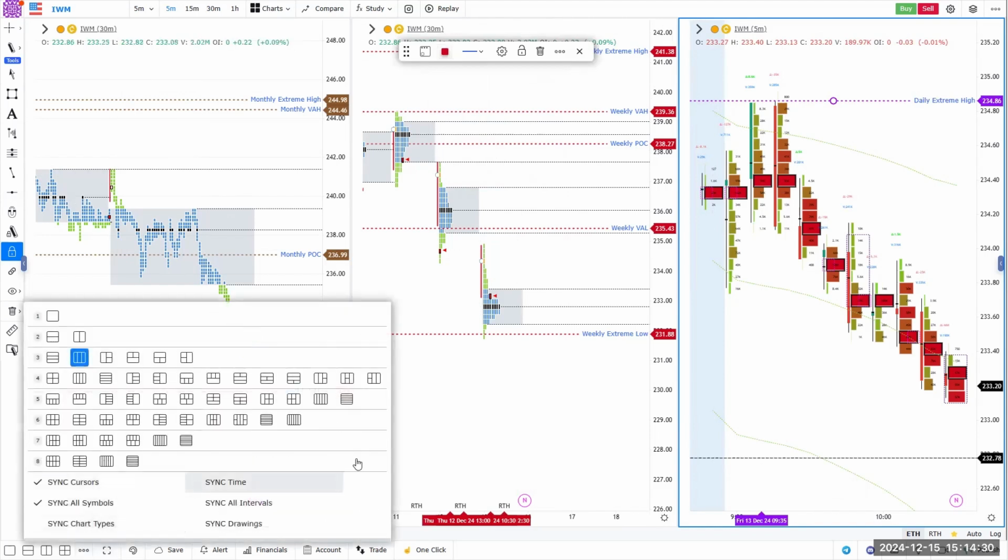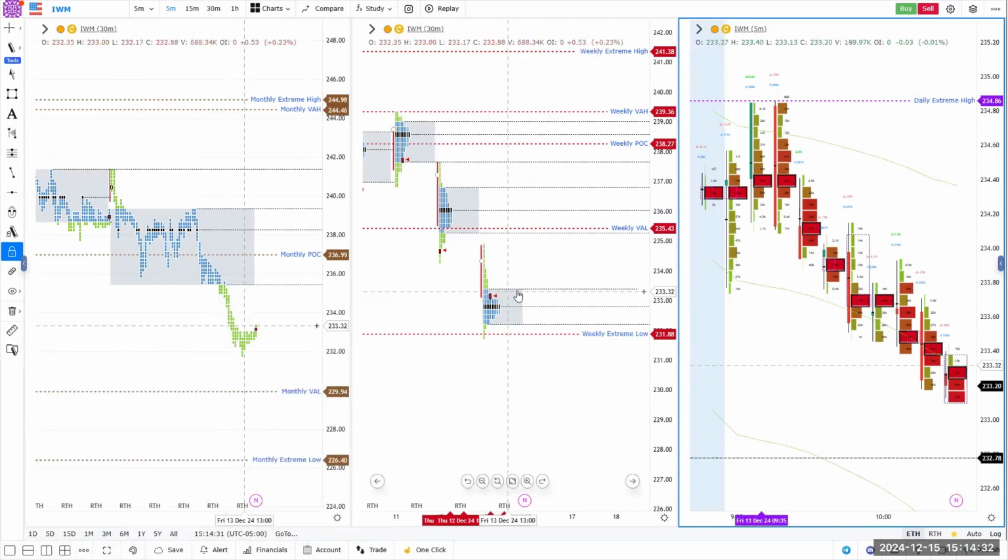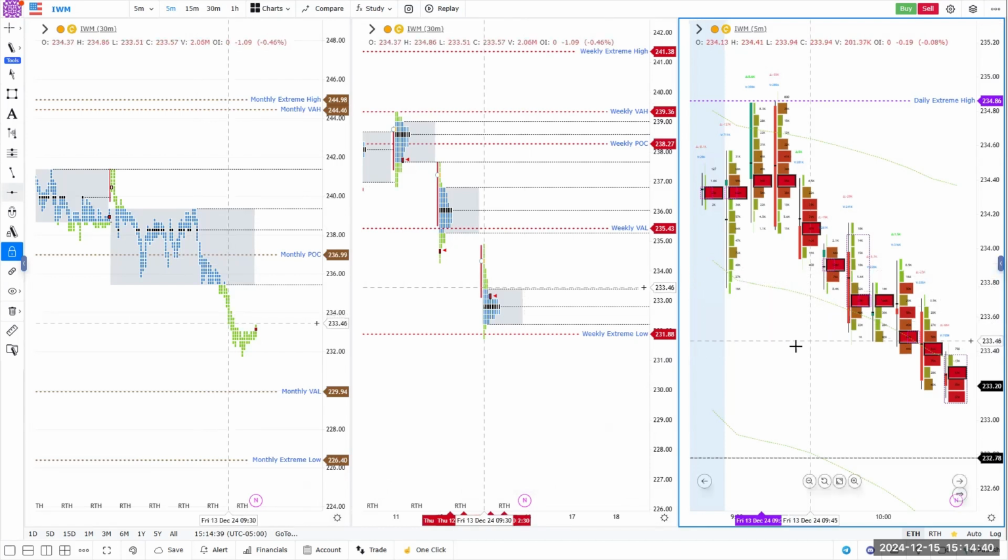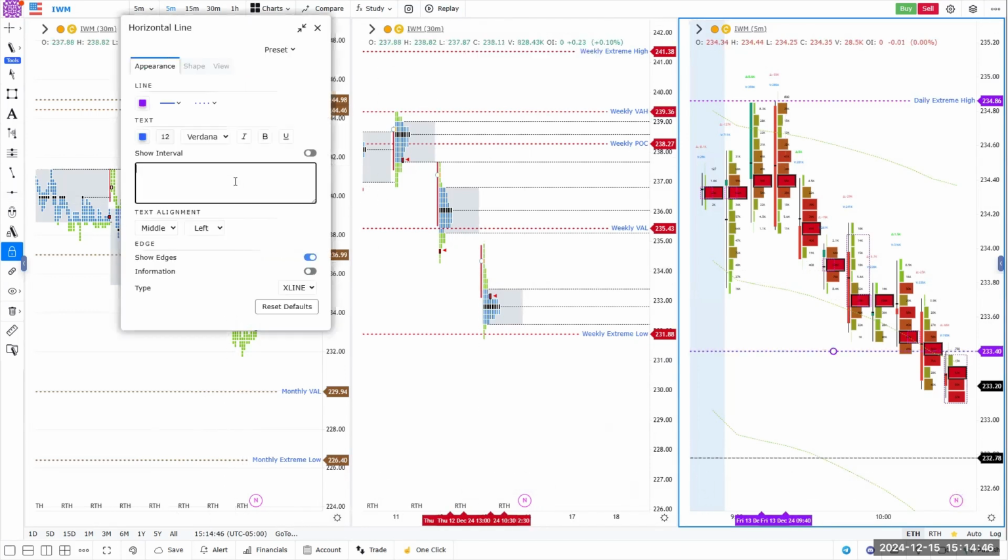Unsync that so it doesn't move around too much. It looks like the value high of Friday the 13th was roughly 233.40. So 233.40 there. And I label that daily value high.